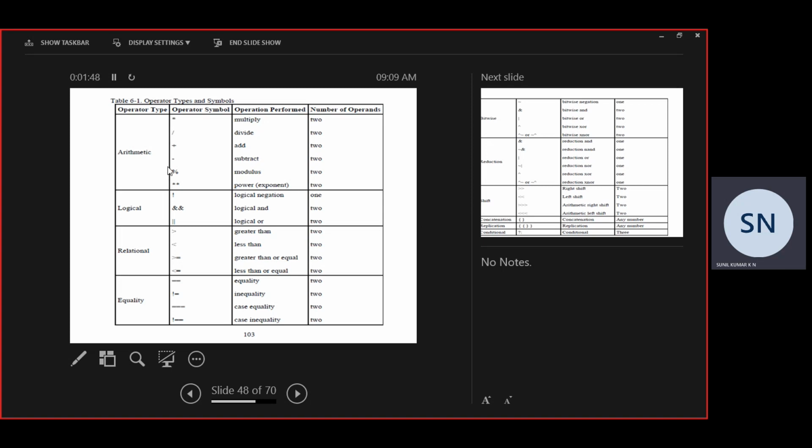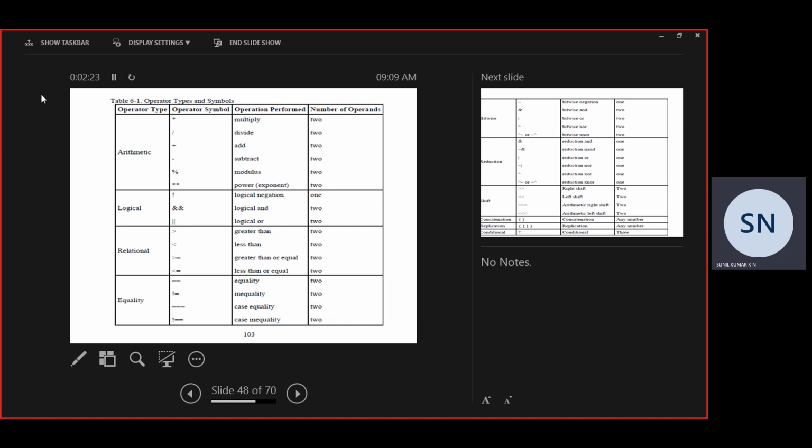First one is the arithmetic operator. We can see the operator symbol as well as the operands which are required and how many operands are required. In the first column you can see the arithmetic operator symbol, the operation performed, and how many operands are required. In the last class also we discussed these operators. Arithmetic means it can be addition, subtraction, multiplication, division, modulus. All these come under the operator, and you can see the symbol. And it requires two operands.